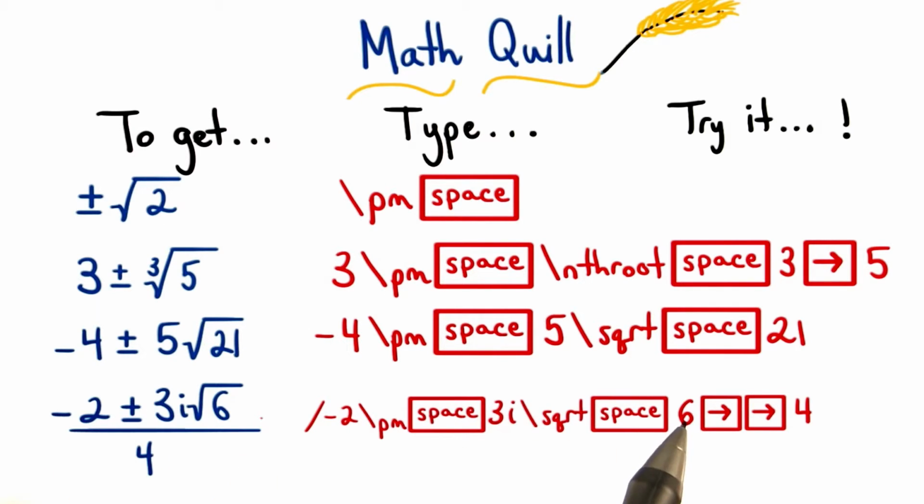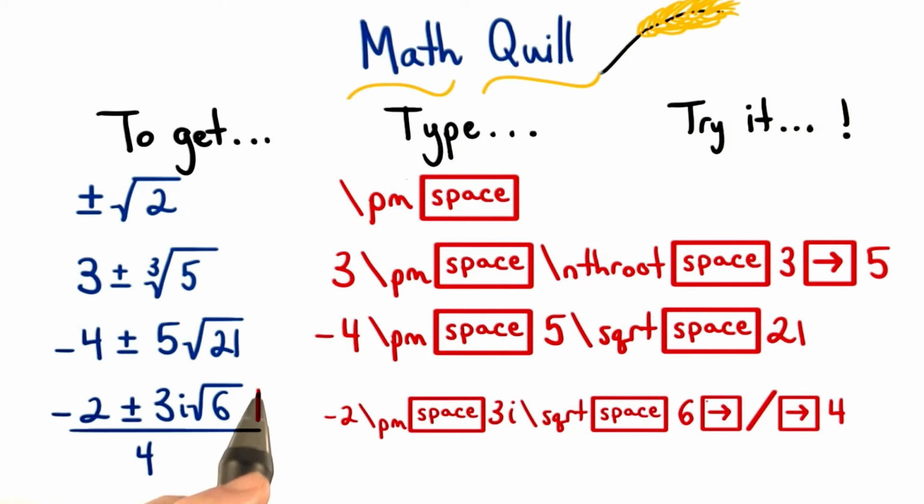You could have created the fraction bar after the 6. But that means this / would go in between these two arrows. After you type the 6, you're still inside the radical, so if you type the / here, you'll create a fraction within the radical. You don't want that to happen, so you hit the right arrow key once, which moves the cursor bar outside of the radical, and then you can type a / to create your fraction.